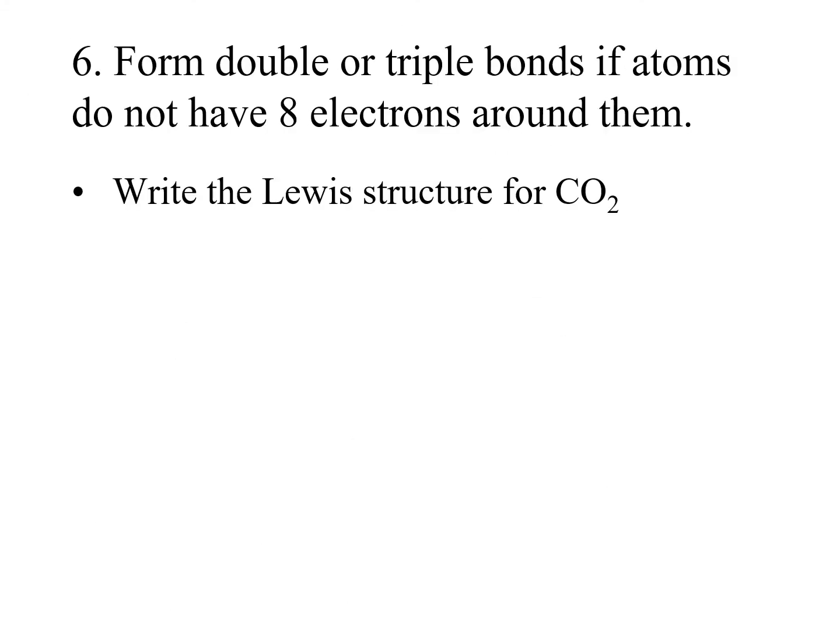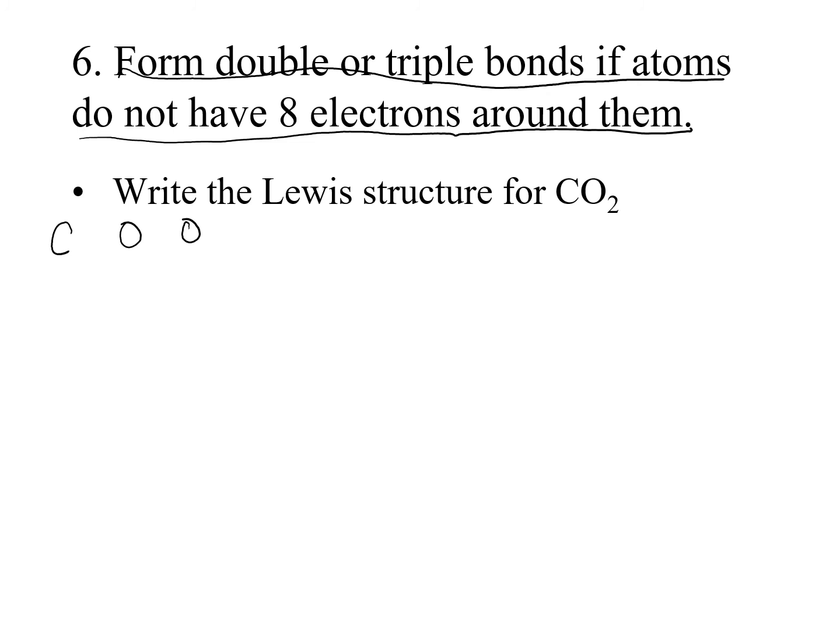Rule number 6 in writing Lewis dot structures for covalent compounds is to form double or triple bonds if your atoms do not have 8 electrons around them. So let's do the Lewis dot structure for CO2, or carbon dioxide. So we have 1 carbon and we have 2 oxygens. Carbon is in column 4, so we have 4 valence electrons. Oxygen is in column 6, so each oxygen is going to have 6 valence electrons. So if we count our total electrons, we have 4 plus 6 plus 6 gives me 16 valence electrons.